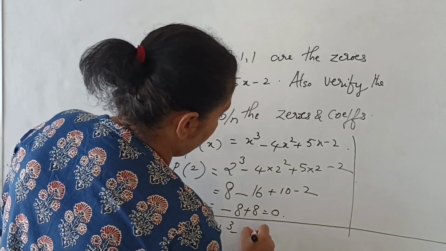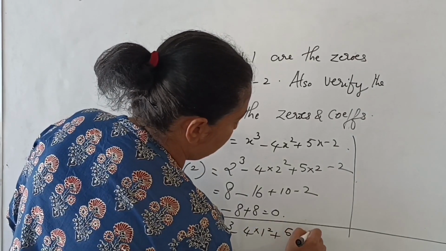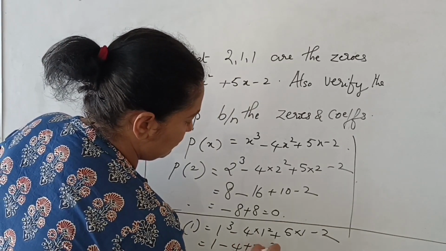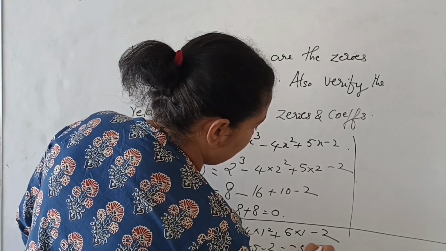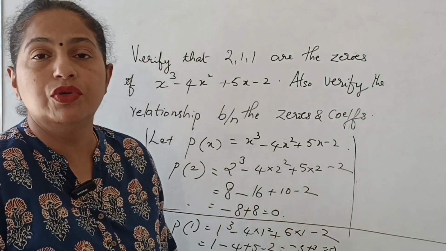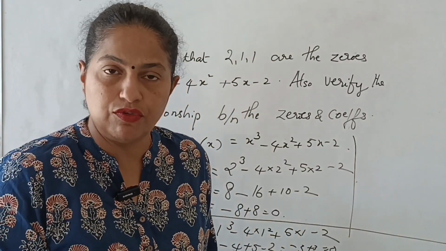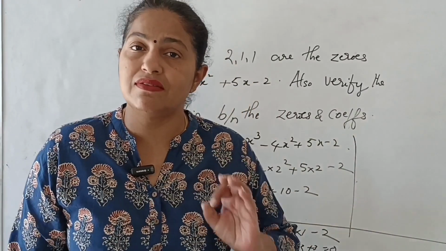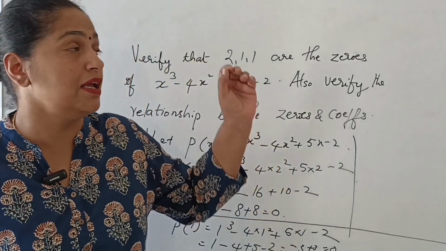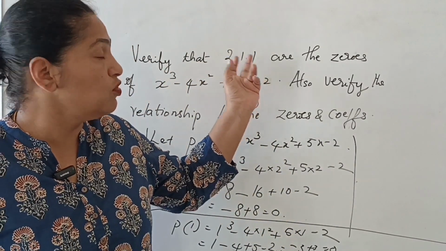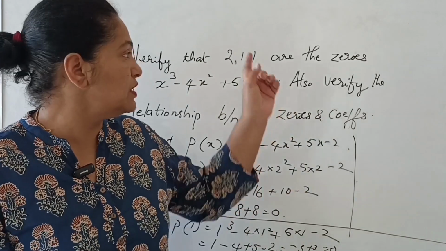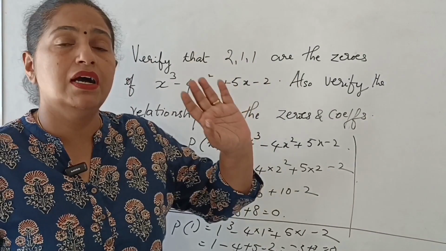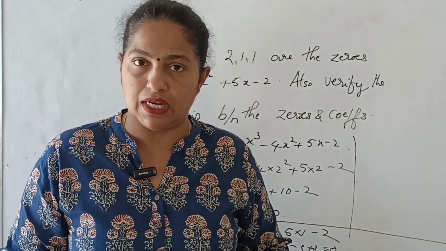1 raised to 3 minus 4 into 1 square plus 5 into 1 minus 2. So 1 minus 4 plus 5 minus 2, which is minus 3 plus 3, which is a 0 again. So you can see that when we are substituting the value of 1 in the place of x in the given polynomial, we are getting a 0. So 1 is also the 0 of the given polynomial, and among the 3 roots, 2 roots are equal. So I don't need to substitute the third root over here again. We have already done it. So 2, 1, 1 are the zeros of the given polynomial.